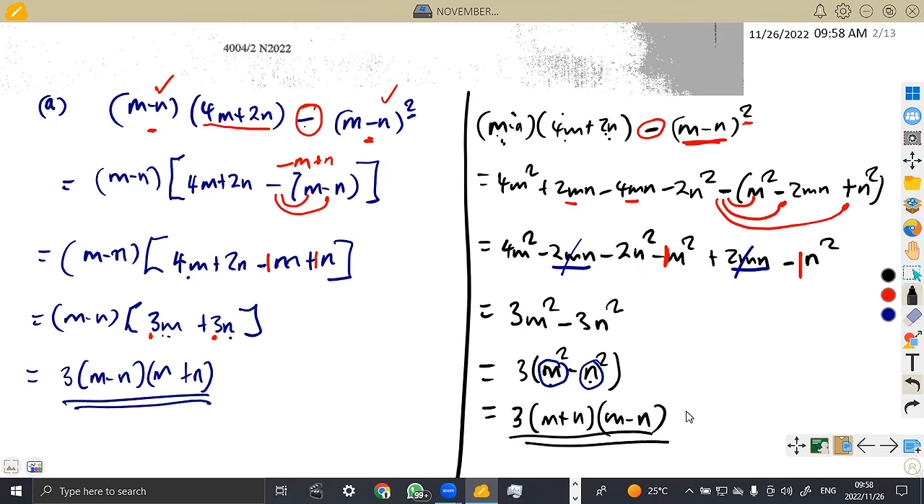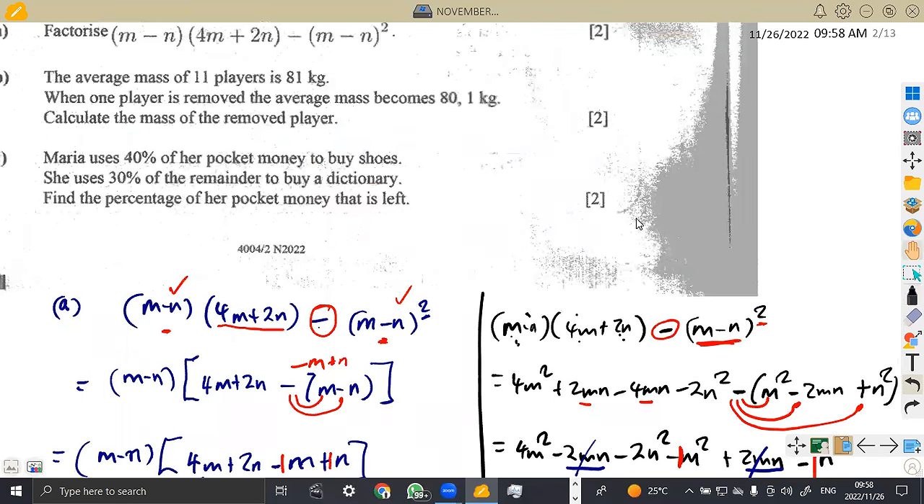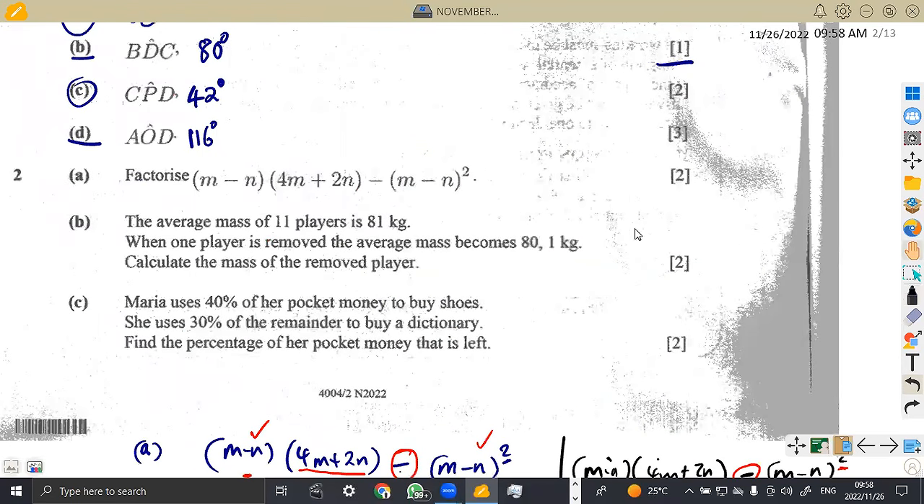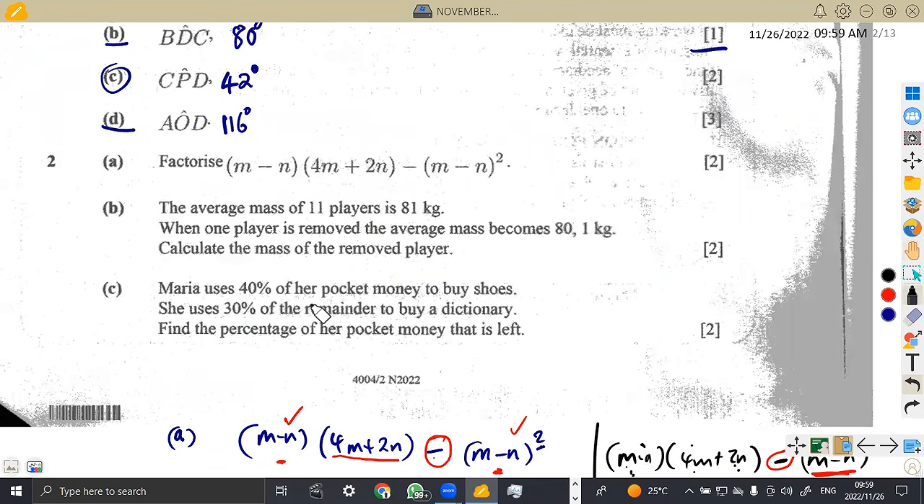As we can see, we are obtaining the same answer as the one we had from the other way. Whether you wanted to expand brackets was a choice. So that was it on question 2A. Sorry, 2B, we are now given a statement, a word problem.